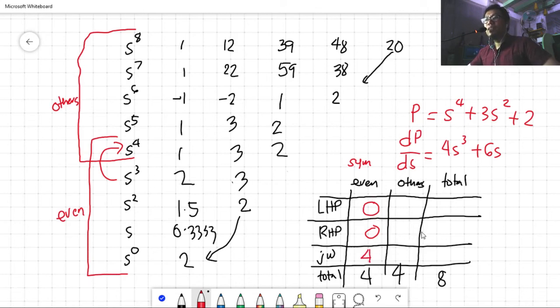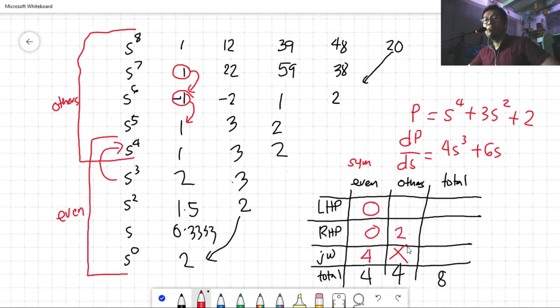Okay? Sa others naman, hindi ito nagde-demand ng symmetry. And isa pa, wala kayong makikitang j omega axis poles dyan. Okay? So, kung wala kayong makikitang j omega axis poles dyan, yung 4 na to is distributed between left half plane at right half plane. Okay? Now, tingnan natin mabuti. Dun sa others natin, from s to the 8 hanggang s to the 4th, makikita natin na meron kayong dalawang sign changes. From here, that's 1. And then from here, that's 2. So, meron kayong dalawang sign changes. And 2 sign changes sa basic route table natin means 2 right half plane poles.